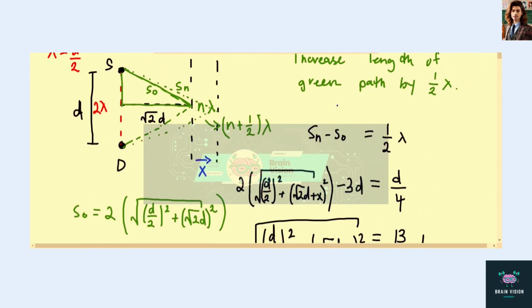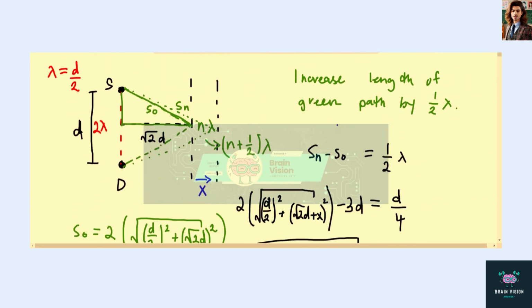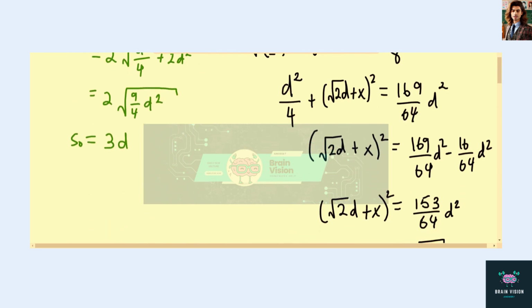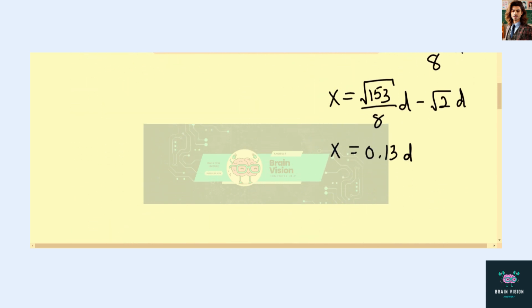So basically what this is saying is if we shift the cardboard 0.13 d, that's going to create an extra half a wavelength that that green wave has to travel, and it's going to make the red and the green out of phase rather than in phase. All right, so that is our final answer right here. And that's it for this question.